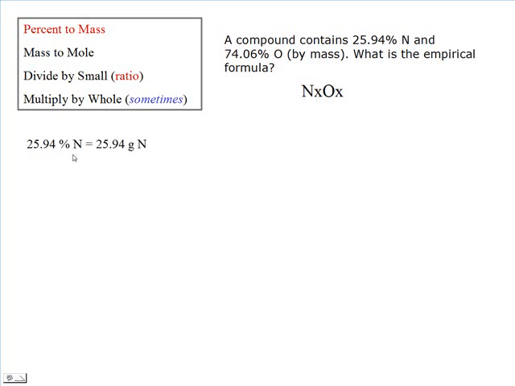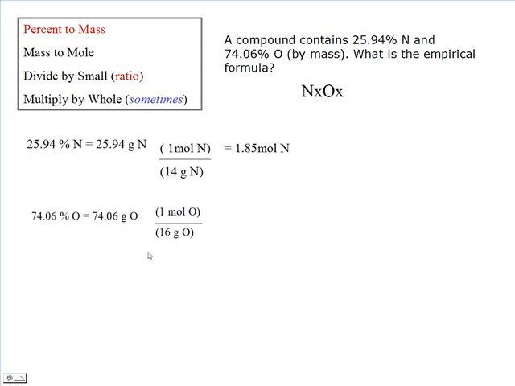Here's another one that we're going to use following that same poem. We take percent to mass, mass to mole. Again, I carry 2 to 3 decimal places in here. Divide by small. 1.85 is the smallest. Now, is this, which could be a ratio, a 2 or a 3? Do I round up? Do I round down?